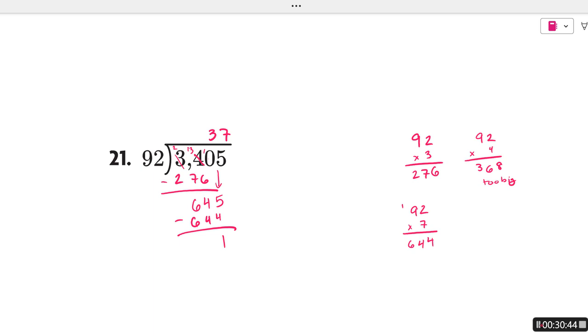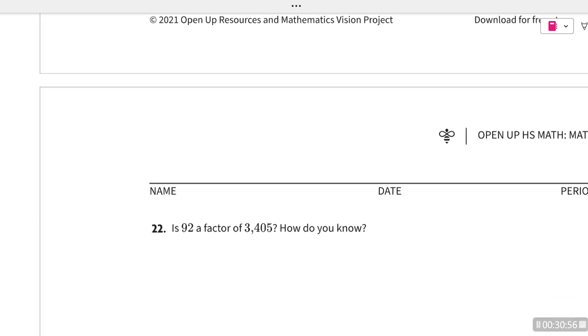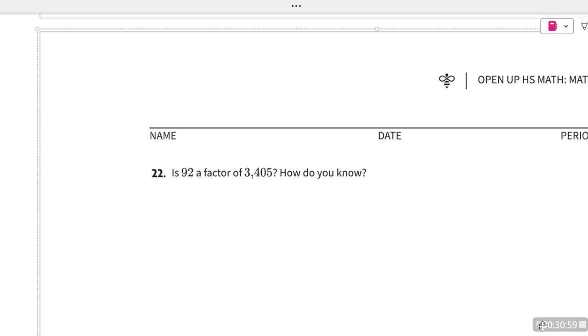So here we get 1 as the sole remainder. Well, there's nothing else to pull down. 92 certainly can't go into 1, so that means we have a remainder of 1. So question 22 says, is 92 a factor? No, since there was a remainder of 1.